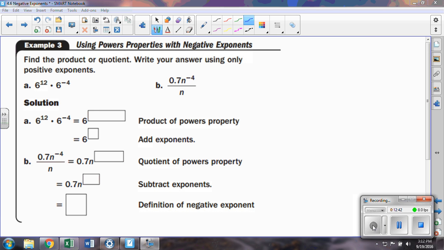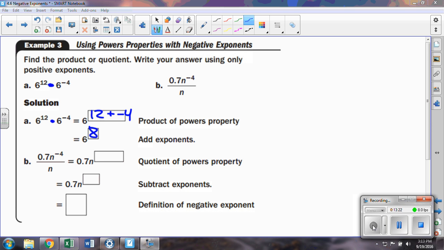Lastly, we need to take our work today with negative exponents and combine it with our previous work on multiplying and dividing powers. In particular, we've already seen that when you multiply powers, what do you do with the exponents? Just add them. So when we're multiplying the bases, we just have to add the exponents. What is 12 plus negative 4? Positive 8. We're done.